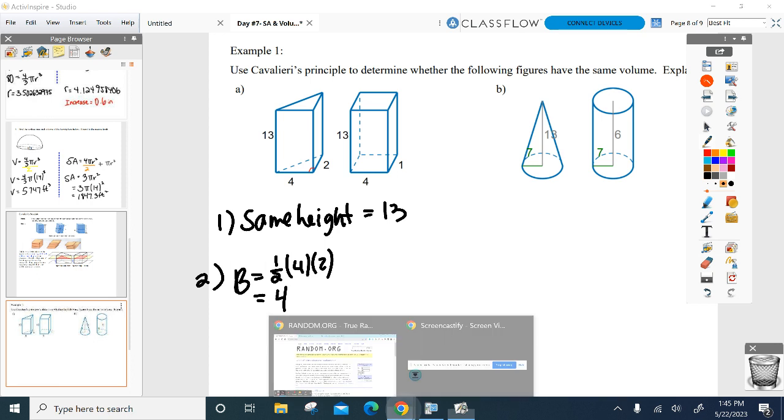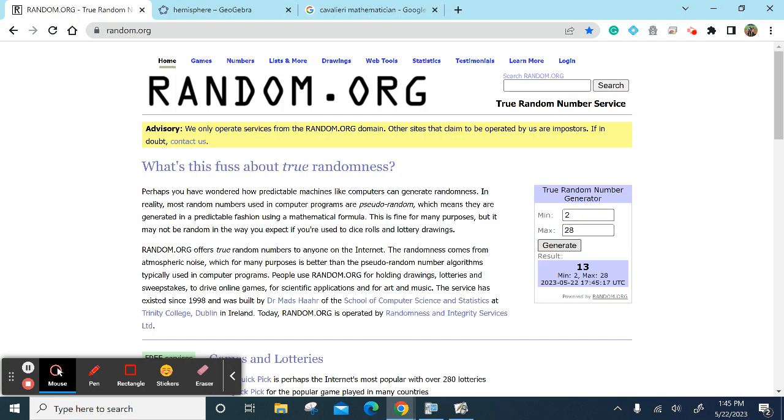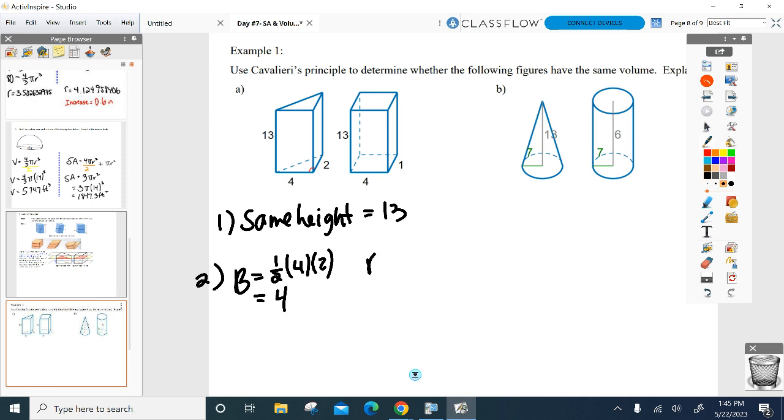What about the next one? The rectangular prism. How do you find that base area? Done. I don't actually need to know what the volume is. Are you seeing that? I can already tell same volume. I don't know what it is, but I don't care. I know they have the same volume because they have the same height and same base area.